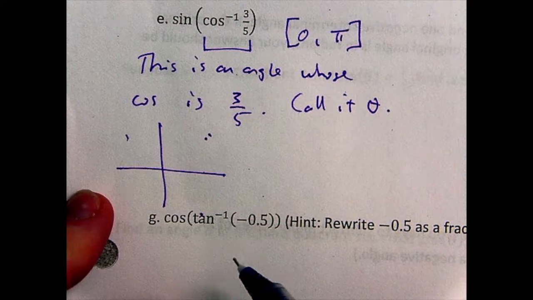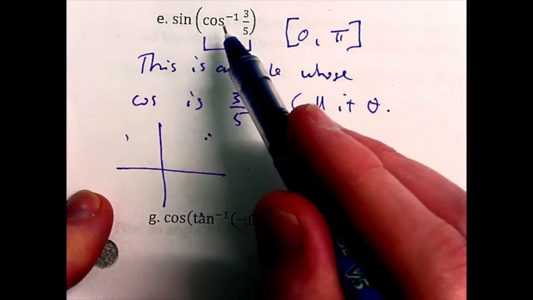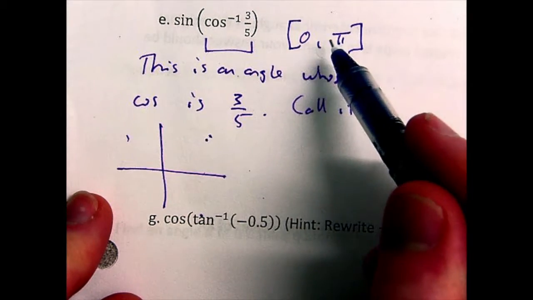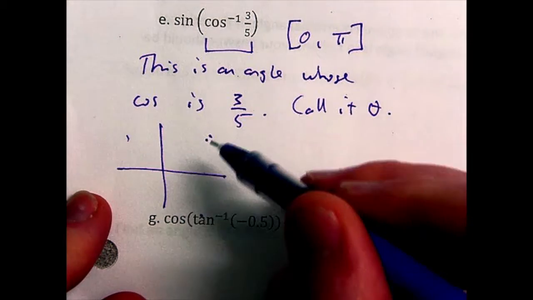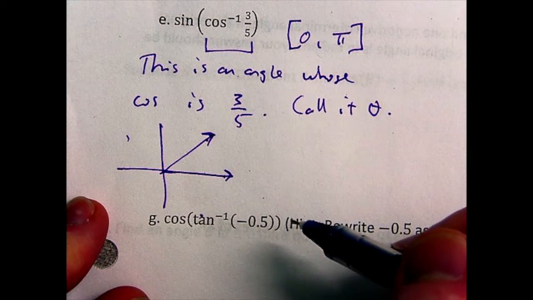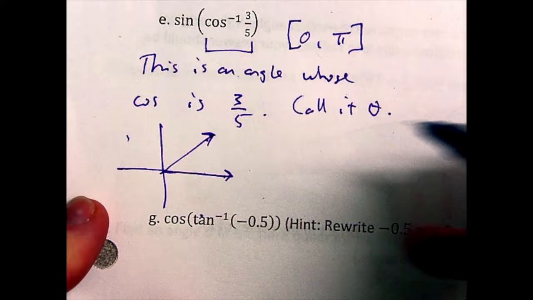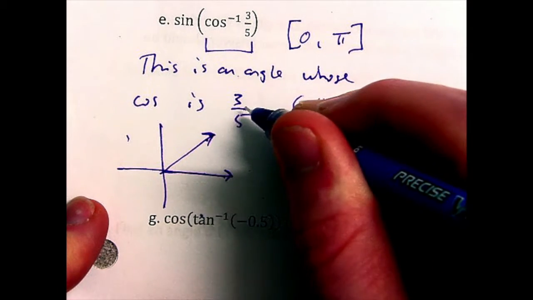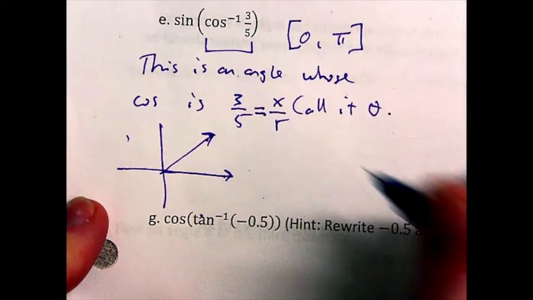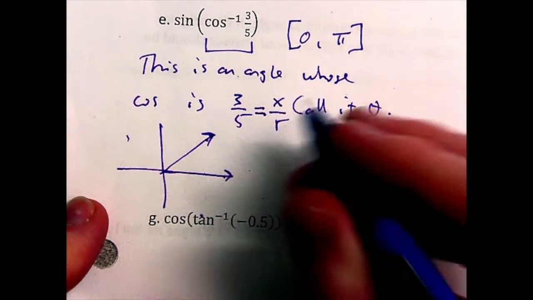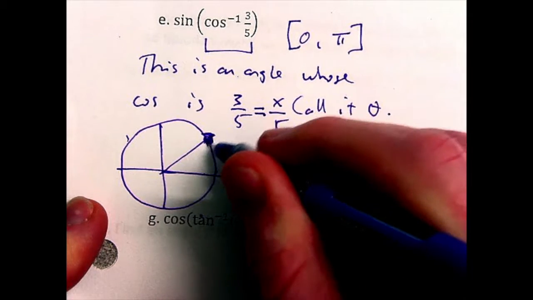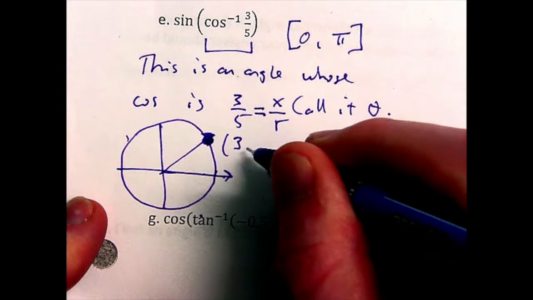So those two considerations, the fact that the cosine of the angle is positive and the fact that the inverse cosine function has a restricted range, means that this angle actually has to sit in the first quadrant. So that's where my angle theta actually is. Now, knowing that the cosine of this angle is 3/5, I remember that the cosine is defined as x over r. Apparently x is 3 and r is 5. So if I draw a circle of radius 5, then the x-coordinate of this intersection point will be 3.